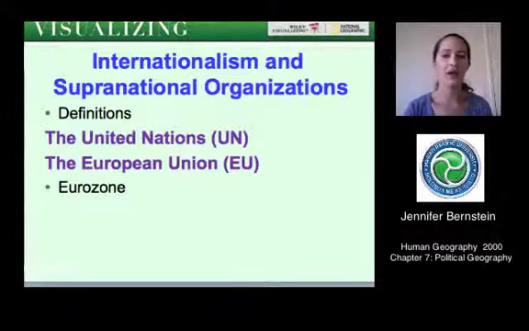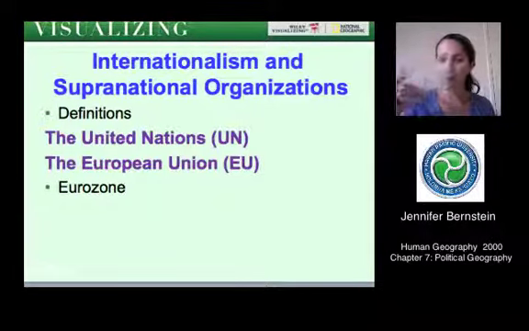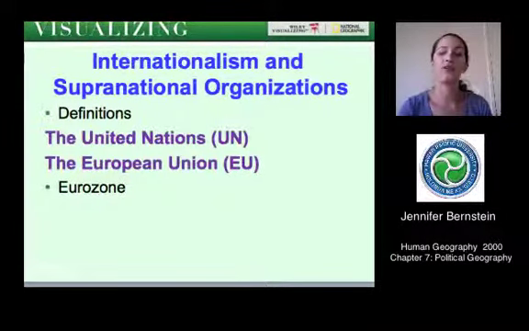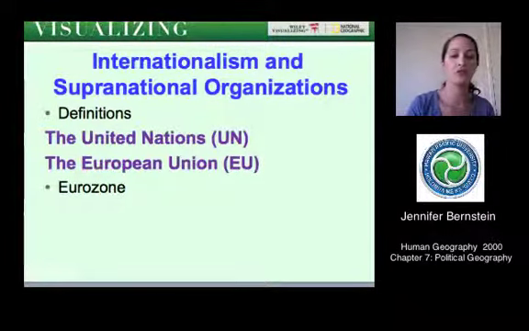So internationalism is basically the development of close political and economic relations between states, and it can counter destabilizing forces like separatism. A supranational organization is basically when multiple states agree to work together for a common purpose. This can be economic or military or cultural, and it tends to be multiple purposes occurring simultaneously. So the United Nations, or the UN, is a supranational organization that supports peace and security.